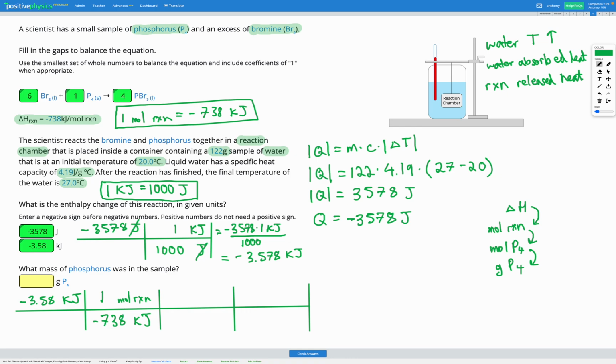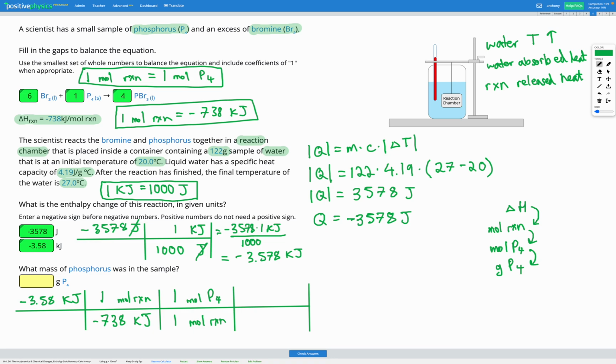Okay, next we want to go from moles of reaction into moles of phosphorus. So we can see from our equation, we've got a coefficient of 1 on phosphorus. So that's telling us that 1 mole of reaction has 1 mole of phosphorus. So there's our conversion for step 2. We're going to have moles of reaction on the bottom so that will cancel out, and moles of phosphorus on the top. We have 1 mole of reaction includes 1 mole of phosphorus.